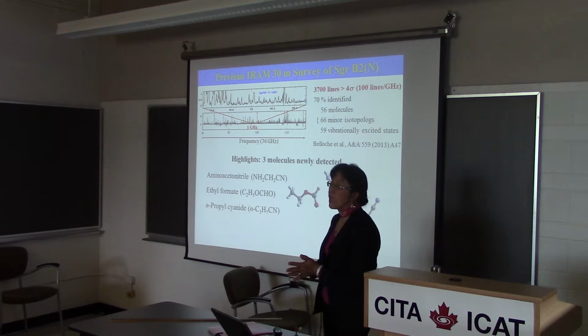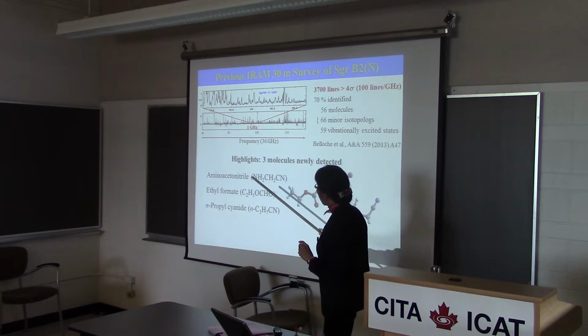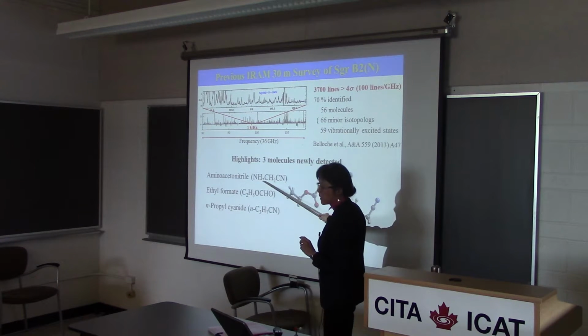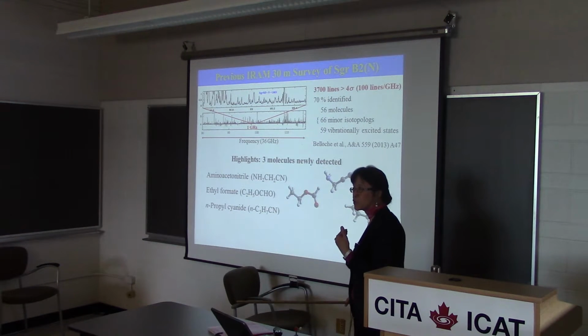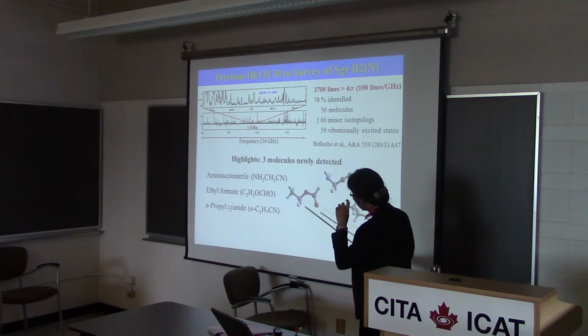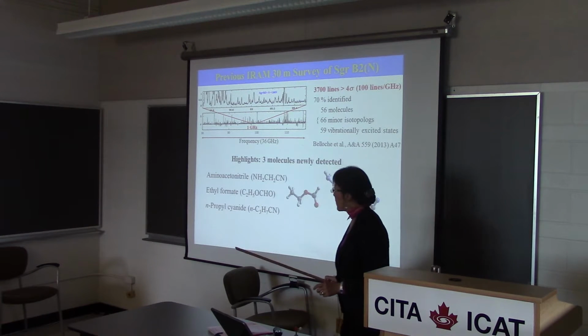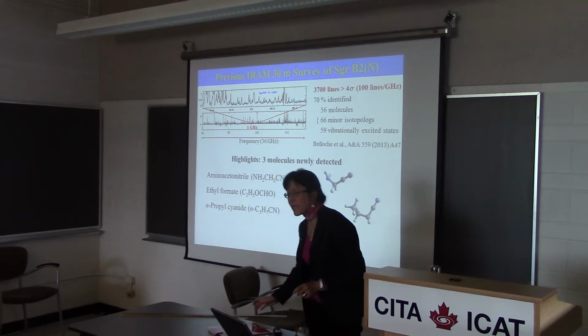The highlight of the 30-meter survey was that, for the first time, we observed those fairly big species. We consider they contain units of glycine, like aminoacetonitrile, ethyl formate, and also propionyl cyanide.